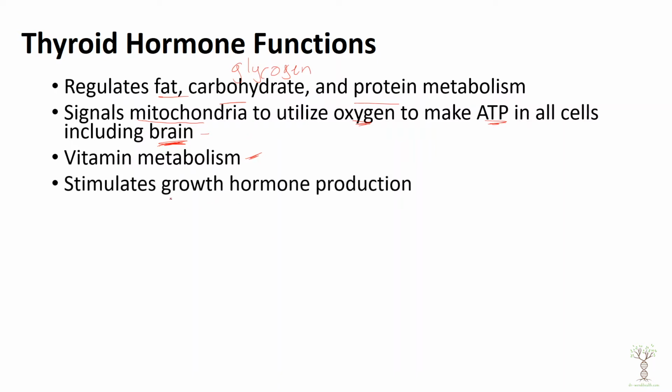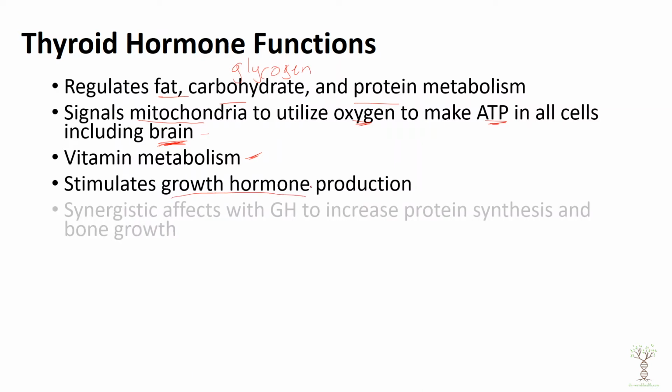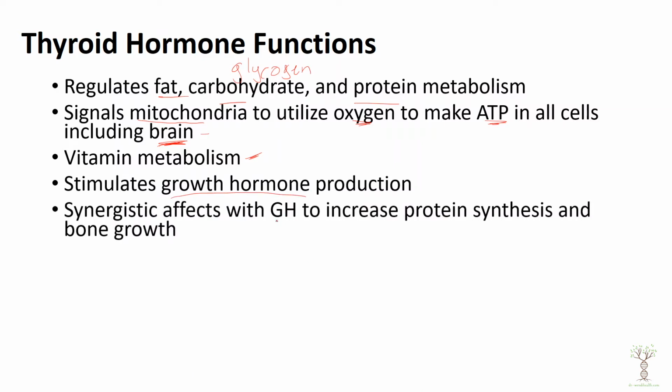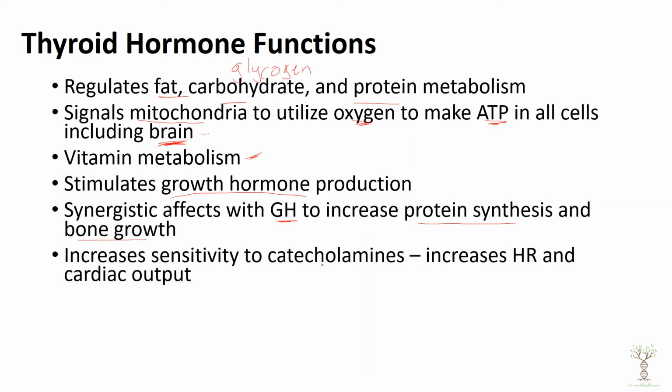It stimulates the production of growth hormone, and it has a synergistic effect with growth hormone. So both of these combined are important for protein synthesis and for bone growth. It increases the sensitivity to catecholamines. Catecholamines are dopamine, epinephrine, and norepinephrine. They are also made from tyrosine, but only one tyrosine molecule, not two combined like thyroid hormones.